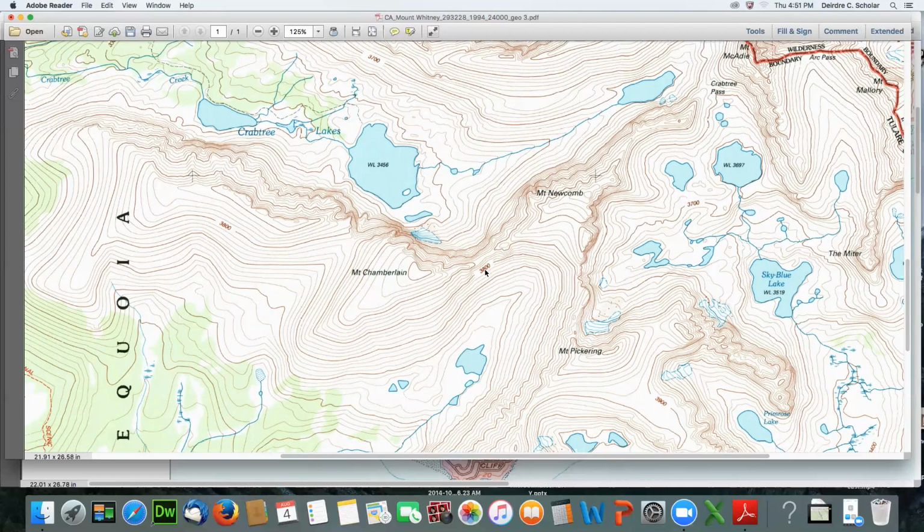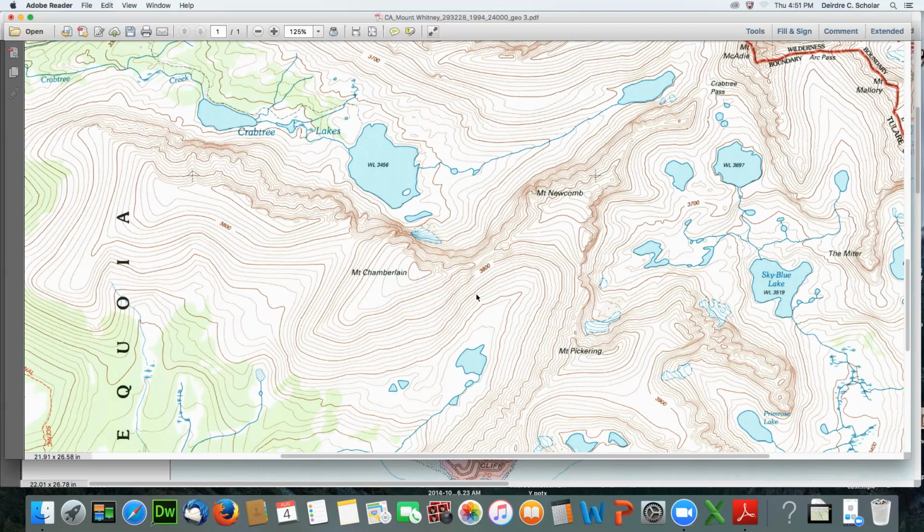So we only actually have one index contour line marked, this 3,800 line right here. So we know it's 3,800 meters over here. It's also 3,800 meters over here. So we're going uphill here from Mount Chamberlain. So Mount Chamberlain is, there's 3,800, 3,900, 4,000 meters. The top of Mount Chamberlain is 4,000 meters.